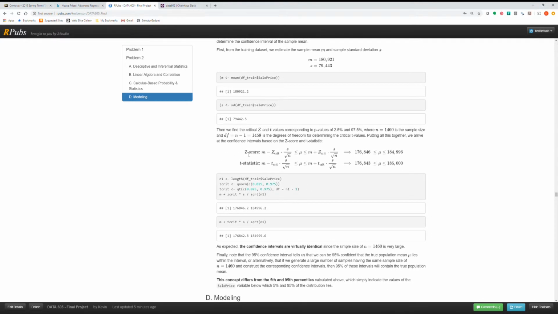Next, we're asked to compute a 95 percent confidence interval for the mean home sale price. We do that using a z-score as well as a t-statistic. In either case, the answers are very similar, given that the sample size of 1,460 observations is very large. So the results from using the t-value or the z-scores are very, very close, and we end up with a 95% confidence interval of roughly 180,000 plus or minus 4,000.